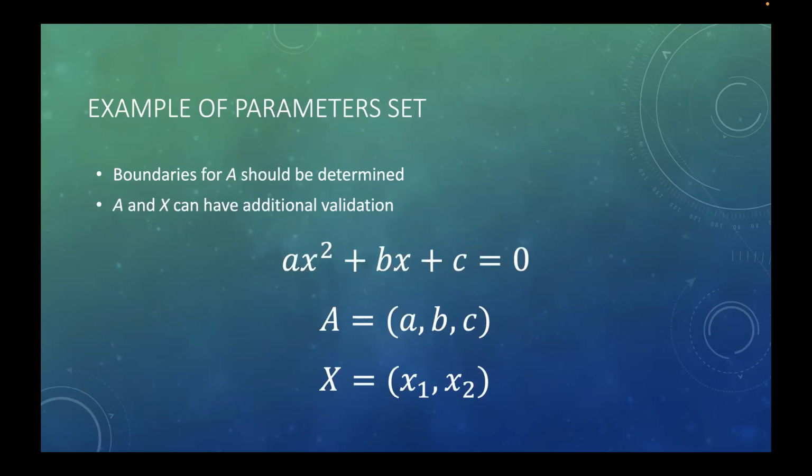The parameters can take different forms. For example, in a simple quadratic equation, a parameter set would contain A, B, and C. Then we can say that depending on the values of A, the difficulty of the task T changes. It is necessary to determine the upper and lower limits for each value of set A, and also specific validations can be added for X. After obtaining boundary values, sets of A within these boundaries should be generated.